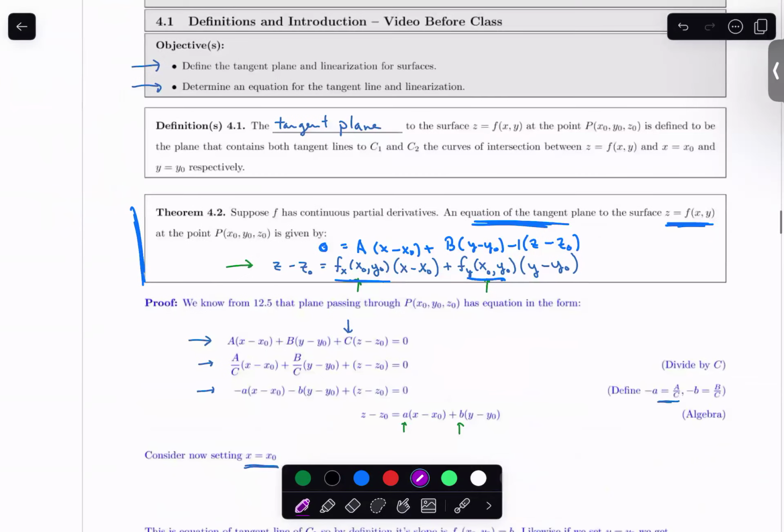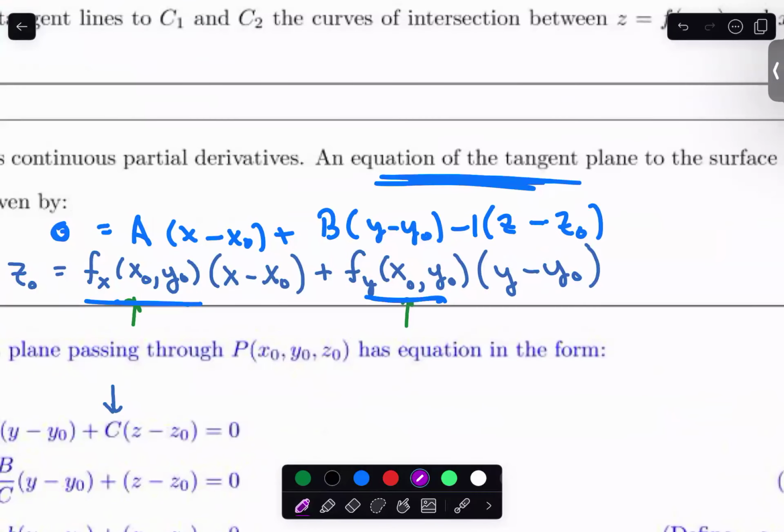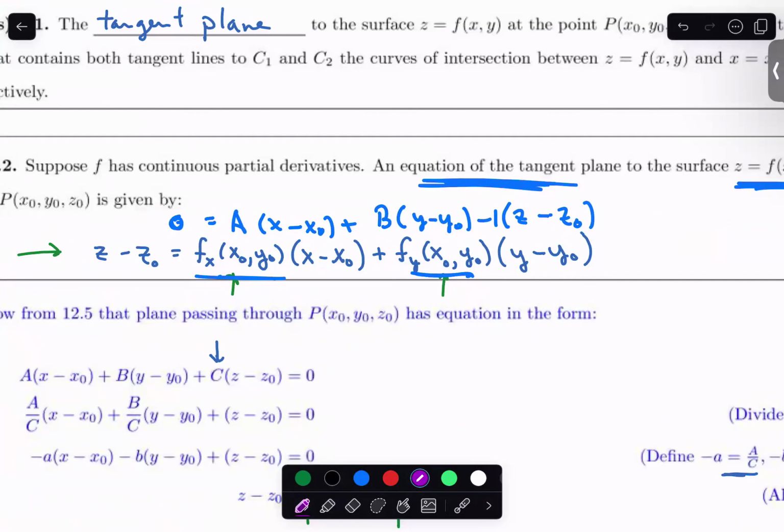So in the pre-class video, we defined a tangent plane. Basically, we have some interesting coefficients. This is an equation of a plane still, so it should look like the good old equation of a plane from 12.5. But now the coefficients are very specific things, so that our normal vector is set up in such a way that we're actually tangent to the surface.